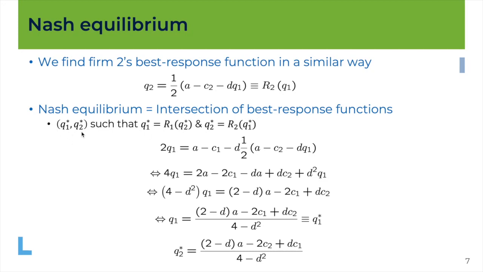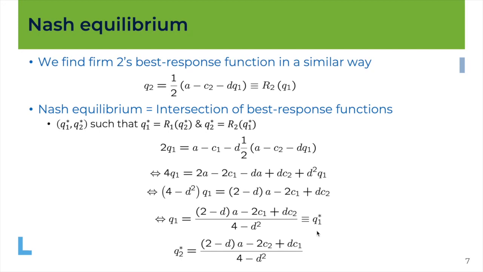And then we look at a profile of strategies which are mutual best responses, which is to say that we solve the system of two equations in two unknowns made of the two reaction functions. And this is what we've done here by substituting the reaction function of firm 2 into the reaction function of firm 1. I'll let you check that I haven't made any mistake. And this is what we find. Q1 star is the equilibrium quantity of firm 1, and Q2 star is the equilibrium quantity of firm 2.